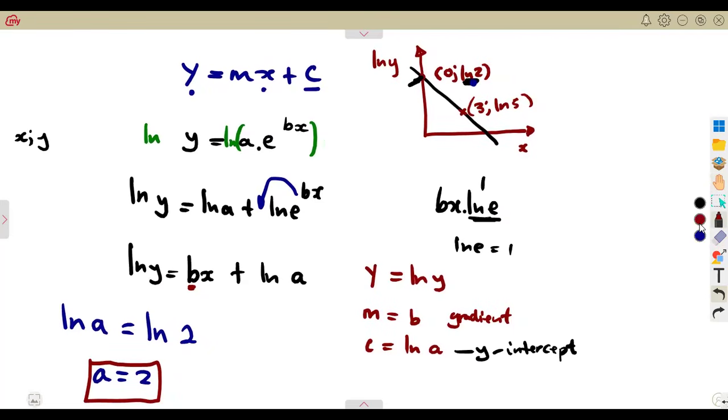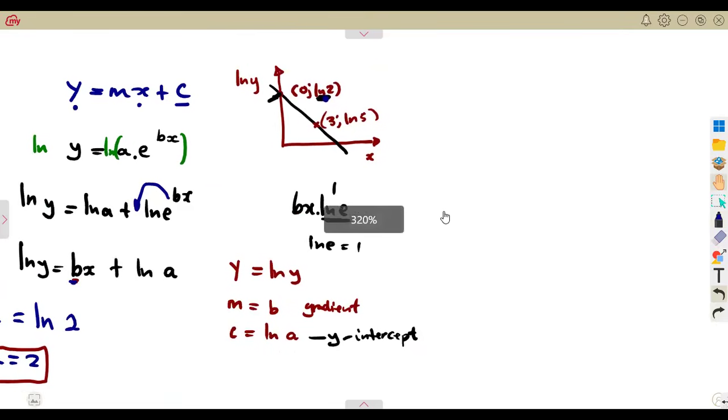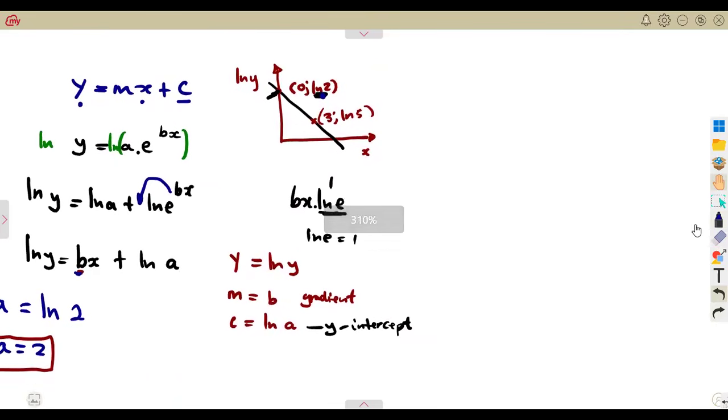What about the value of b? B is the part of the gradient, which is this part here, which is representing, remember, m represents the gradient. So it's either you are going to calculate that gradient because you have got the points. Remember, m represents the gradient, guys. So b will be the gradient, as we said before. So you just calculate the gradient because we've got the 2 points here.